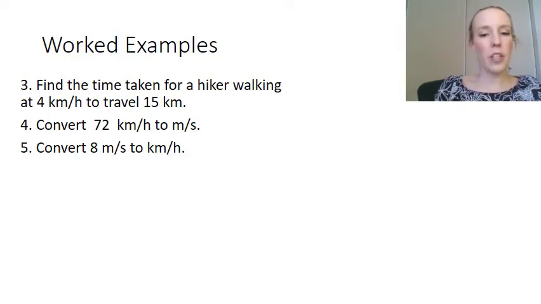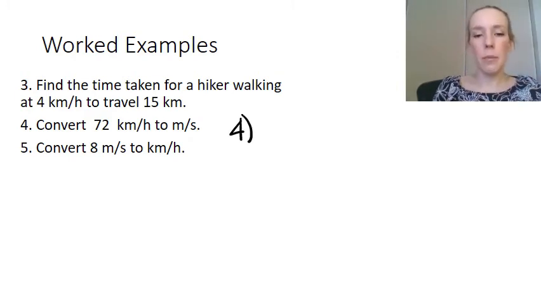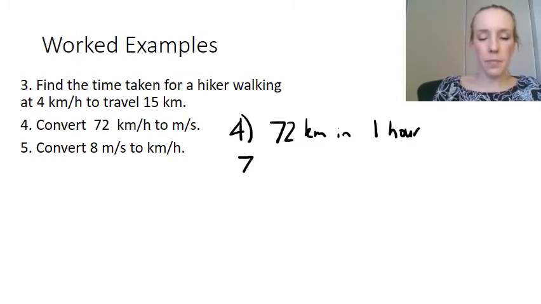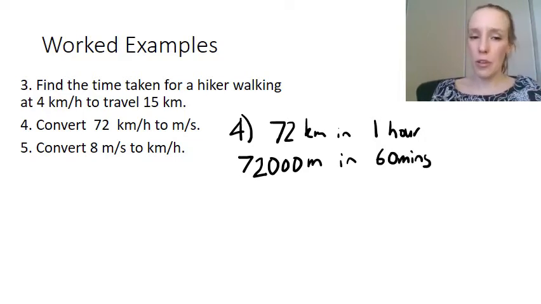Okay, so for question 4, I'll clear this. So question 4, we're actually converting. So we've got 72 kilometres an hour, and we want to convert that to metres per second. So that's not a 7, that's a 4. So that's 72 kilometres in 1 hour. Now I'm just going to convert that into metres, so that means we times by 1,000, so it's 72,000 metres in 1 hour, which I'm going to convert to minutes, so that's 60 minutes. So I've written the same thing, I've just started converting my units there.